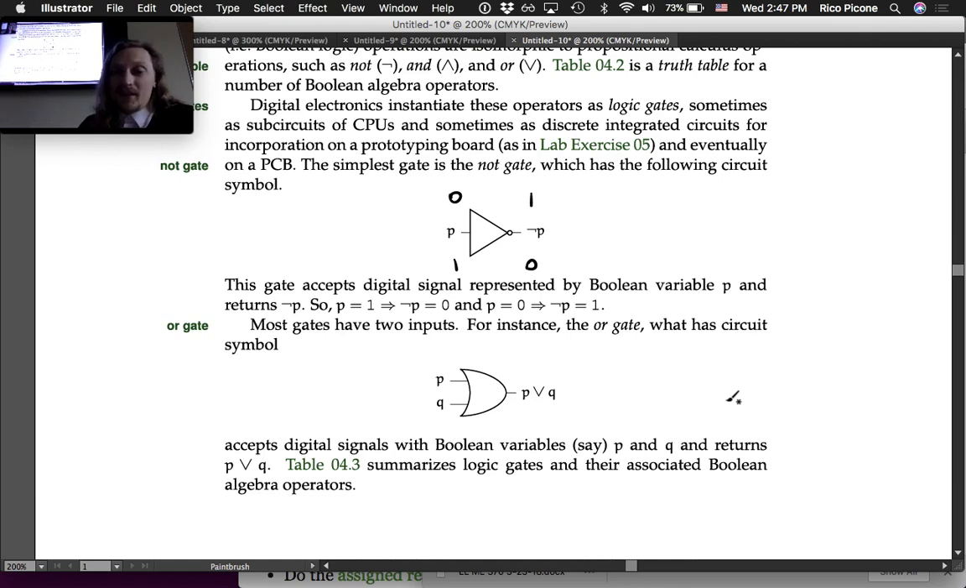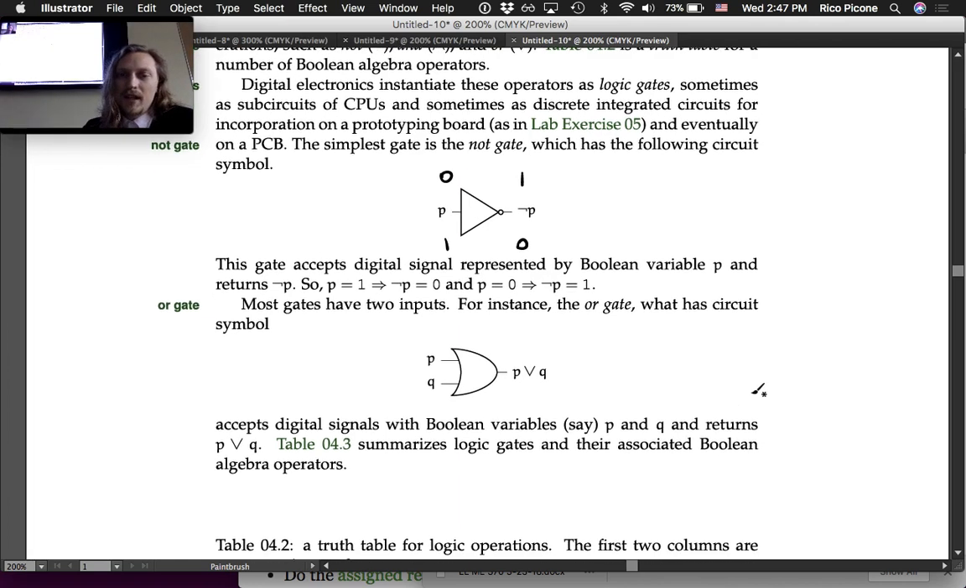This gate accepts a digital signal represented by Boolean variable P and returns not P. So P equals 1 implies not P equals 0, and P equals 0 implies not P equals 1. Most gates have 2 inputs, so the NOT gate only has 1.